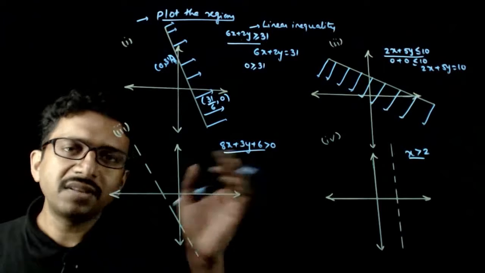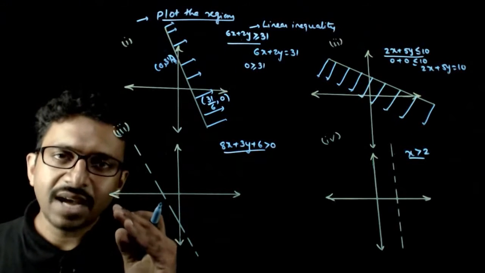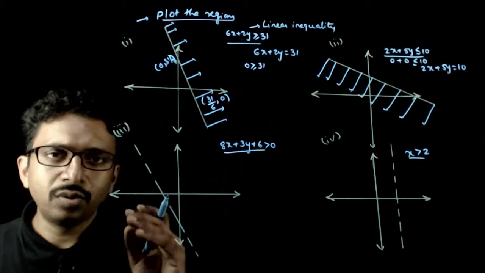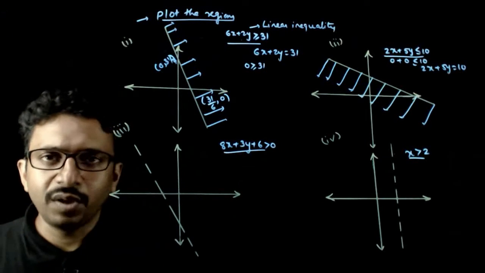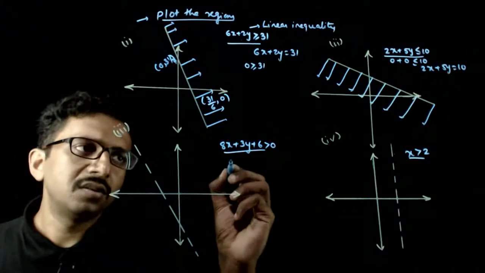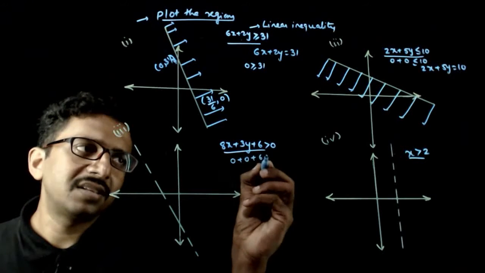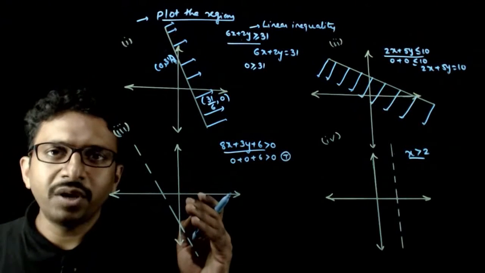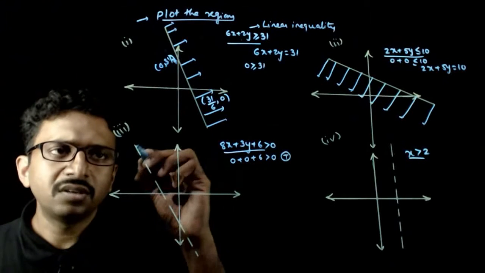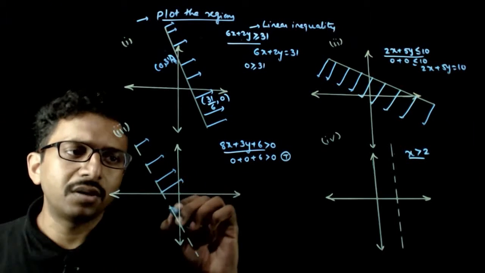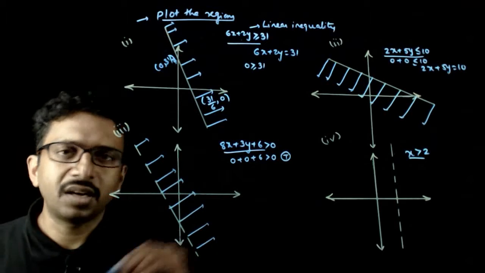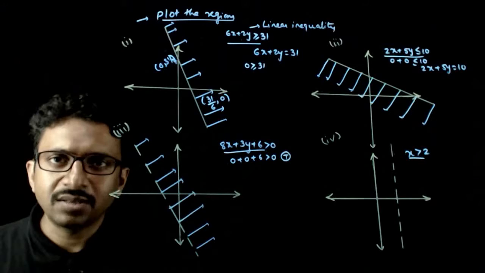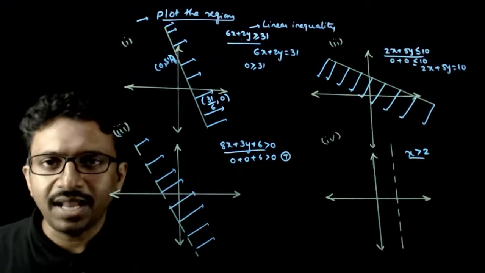Now this line divides the Cartesian plane into two parts, one part containing the origin, the other part not containing the origin. To see whether you have to go towards the origin or away from the origin, just put the origin in this. So 0 plus 6 is greater than 0, which is true. That means the origin is satisfying. So every point on the side of the origin satisfies this inequality. So you have to go towards the origin. This is the required region, and this straight line does not come in the solution set, hence we draw it with a dashed line.